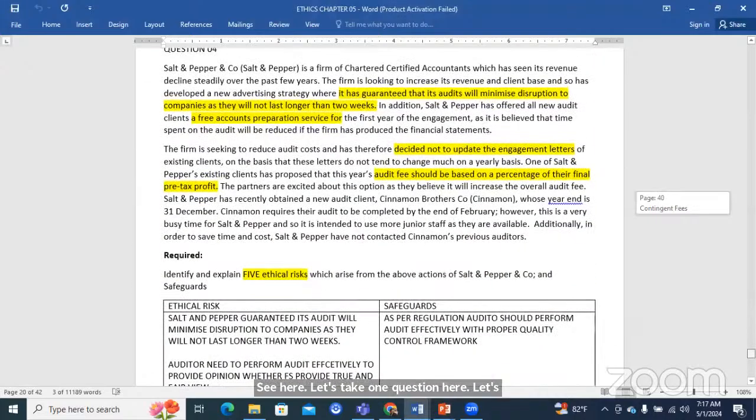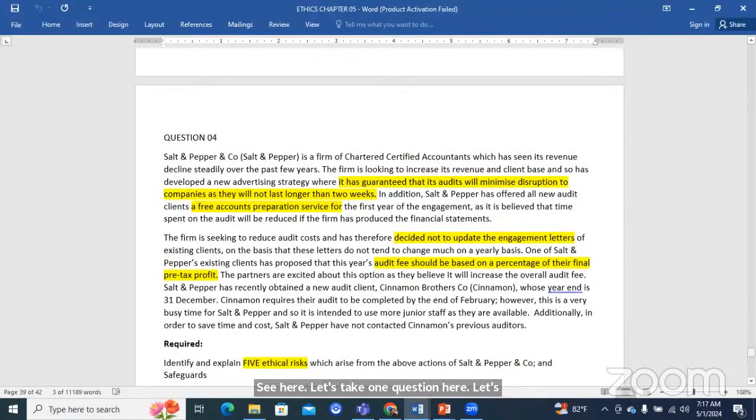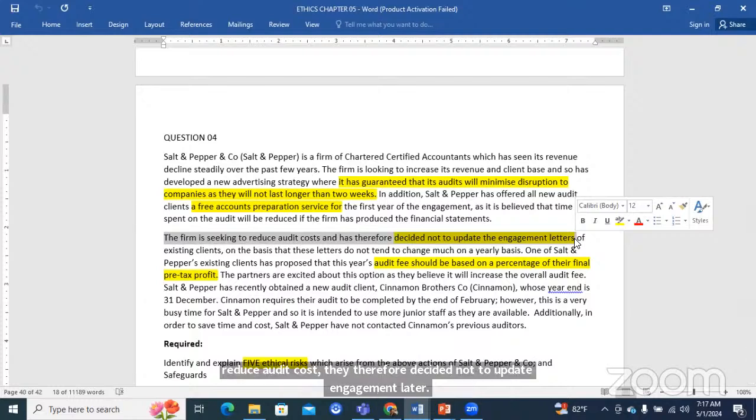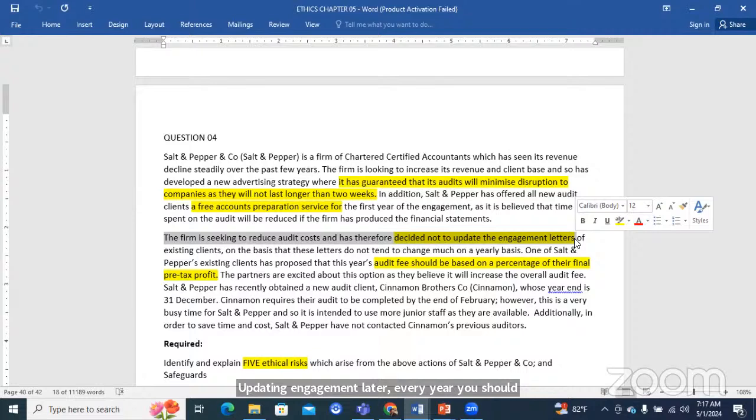Let's take the Salt and Pepper question. It is a past paper question only. See here: the firm is seeking to reduce audit costs, therefore it decided not to update the engagement letter. Every year you should update the engagement letter. Who said so? ISA 210 said every year you should update the engagement letter.